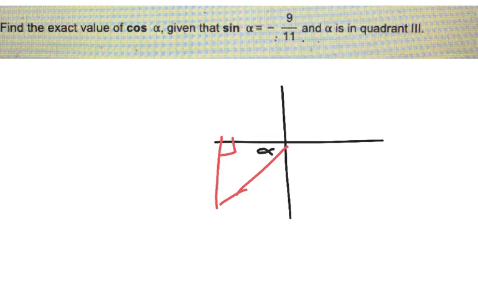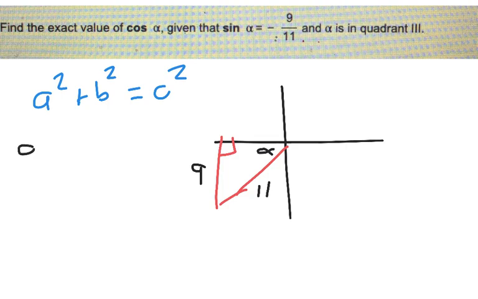Now it tells me sine from this angle is 9 over 11. So I know sine is the opposite over the hypotenuse. So my opposite side is 9. My hypotenuse is 11. Now I know two sides of a right triangle. I can find the missing side by using the Pythagorean theorem. A squared plus b squared equals c squared. So my leg has length of 9. I don't know the other leg. I know the hypotenuse is 11.